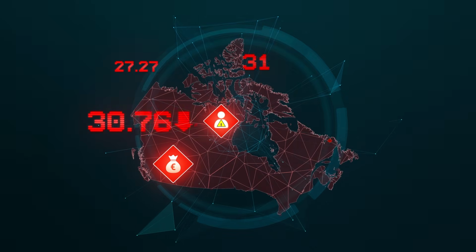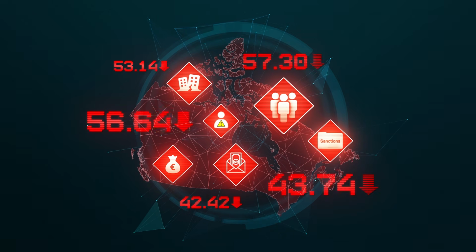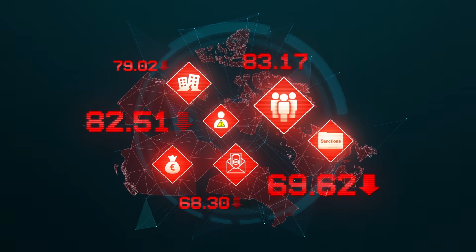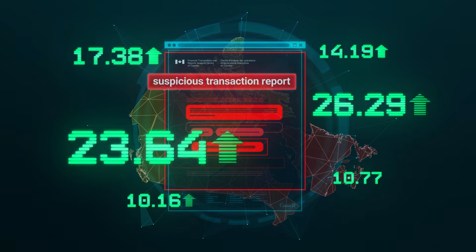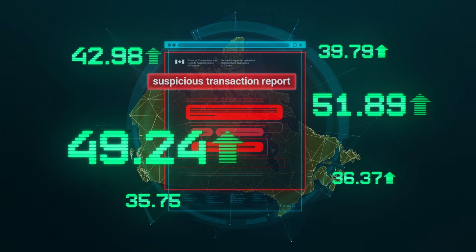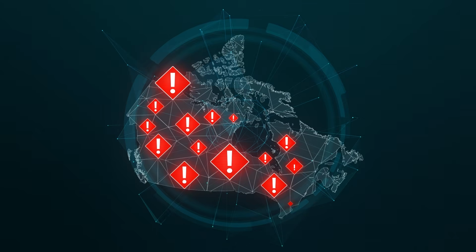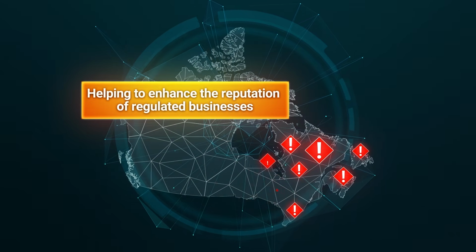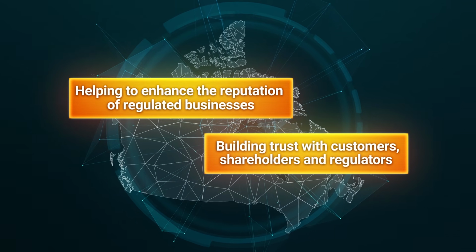Money laundering, terrorist financing, and sanctions evasion jeopardize our financial system's integrity and damage the Canadian economy. They fuel corruption, eroding public institutions, and impacting government revenues and international credibility. By complying with your legal obligations, you are deterring criminals, protecting the legitimate economy, and targeting the organized networks threatening Canadians. You are also helping FINTRAC gather insights on patterns, vulnerabilities, and emerging threats within Canada's financial system. And you are helping to enhance the reputation of regulated businesses while building trust with customers, shareholders, and regulators.